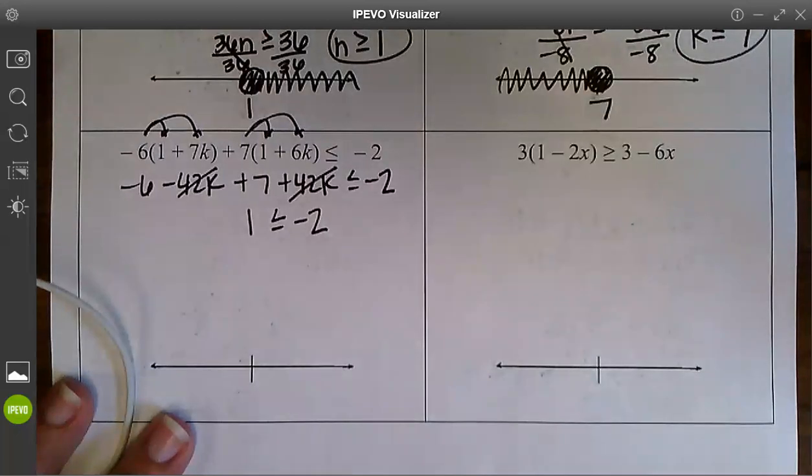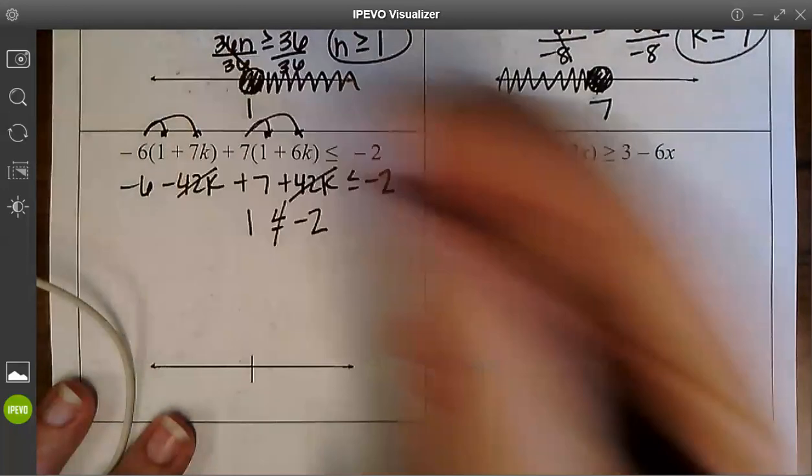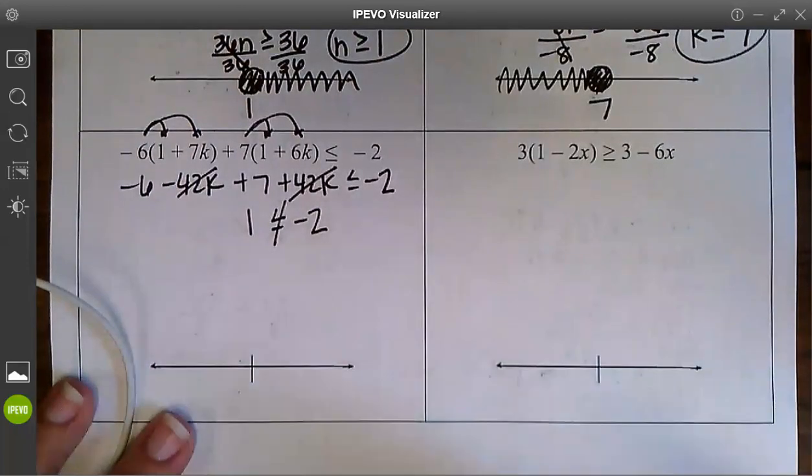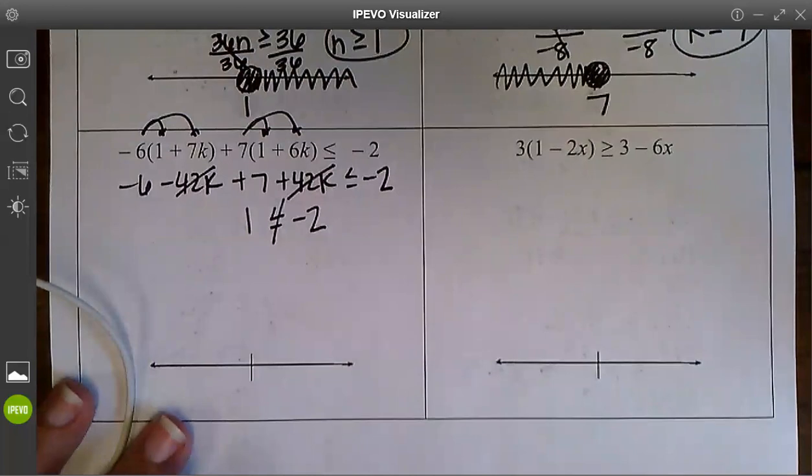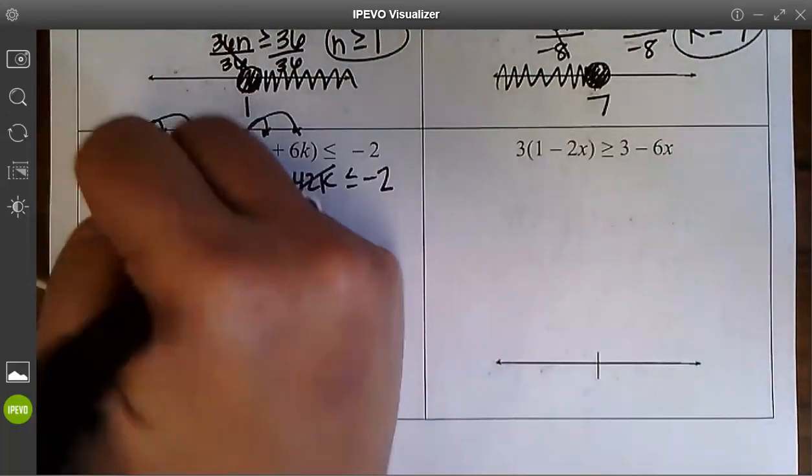Is that true? It is not. 1 is not less than or equal to negative 2. So because that is not a true statement, when your variables cancel out, if it says something that is not true, your answer is no solution.